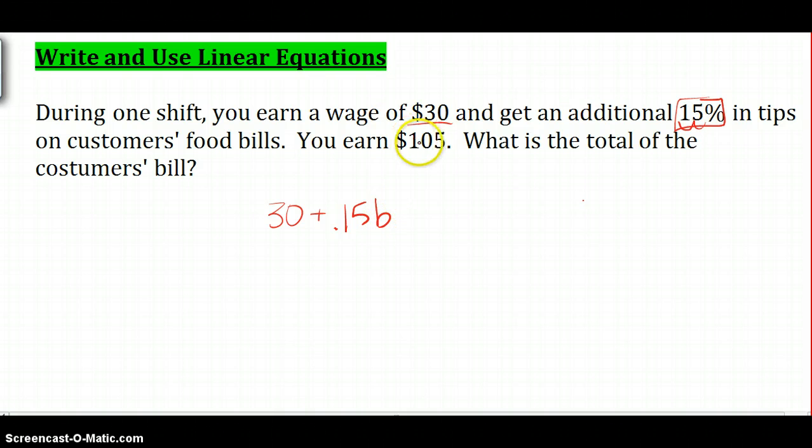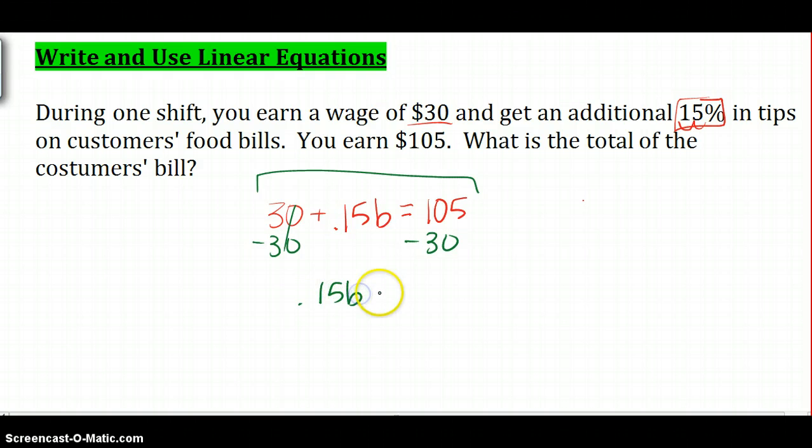So really we're just taking these words and putting it into math. That has to equal 105 because it says in the night you earned 105. So all of this should add up to $105. So the final question is, what is the total of the customer's bill? Well, that's easy now that we have this. We just have to solve for B. So get your variable by itself, subtract the 30. So we have 0.15B equals 75.